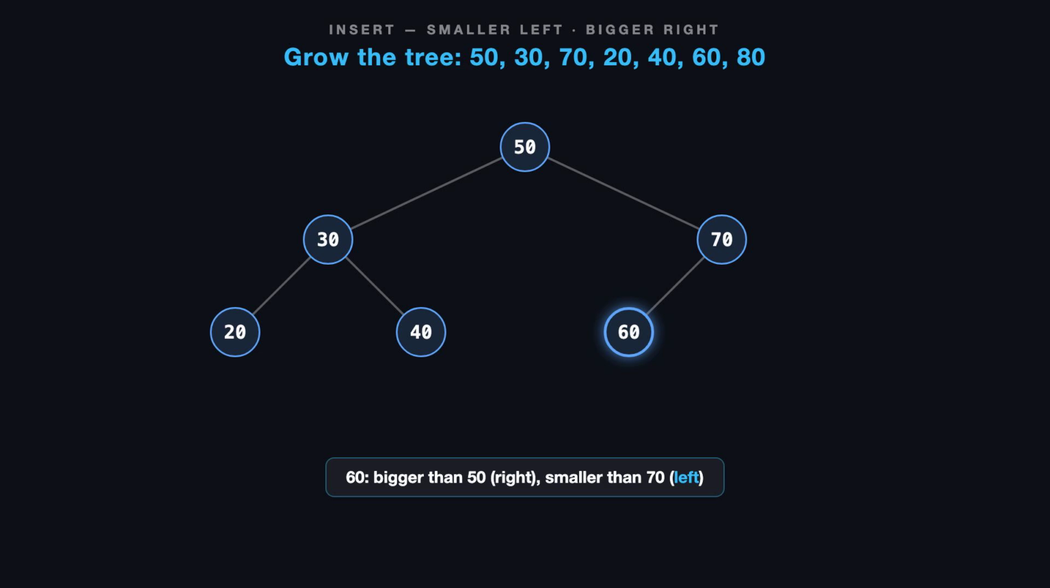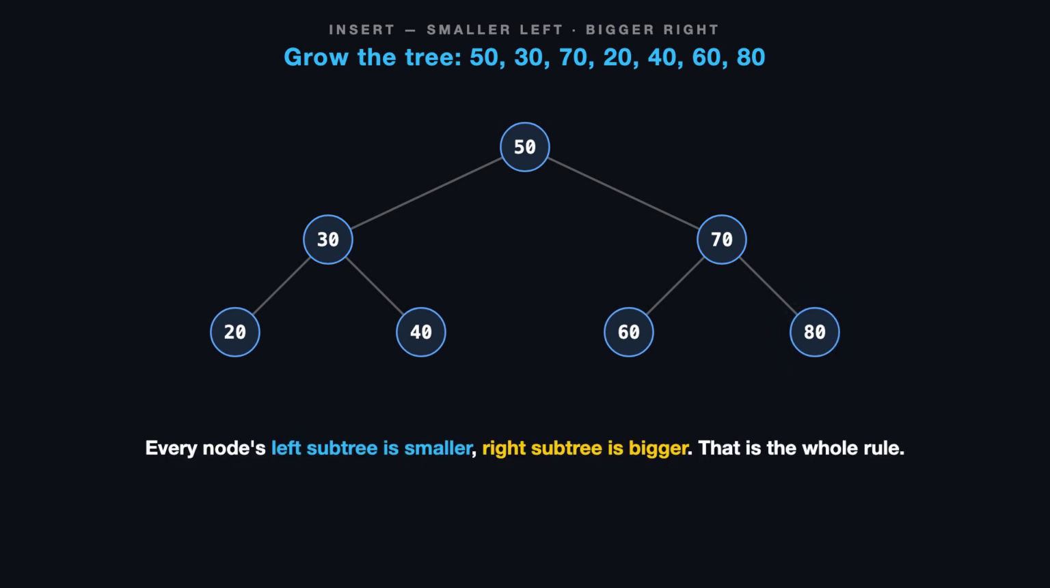60 is smaller than 70, so go left. It lands. And 80. Bigger than 50, bigger than 70, right, then right again. Look at what the rule built. Every node obeys one promise. Everything in its left subtree is smaller. Everything in its right subtree is bigger. That promise is the whole data structure.